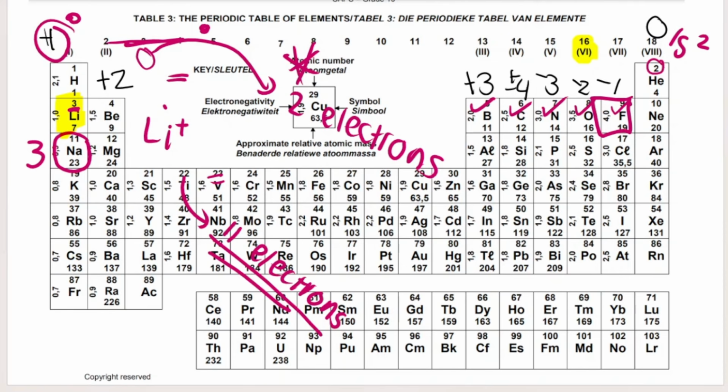Difficult question, but if you need more help on electron configuration, I do have a video on that, so make sure to watch that. I hope that you learned from this video, and please let me know if you'd like to see more like these.